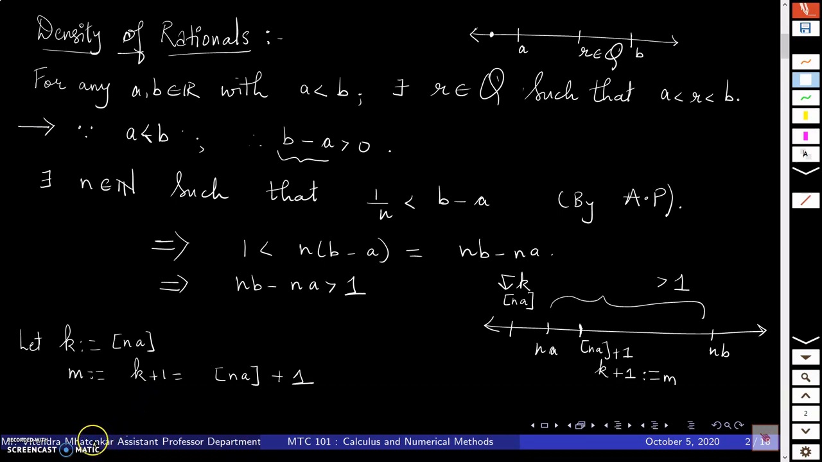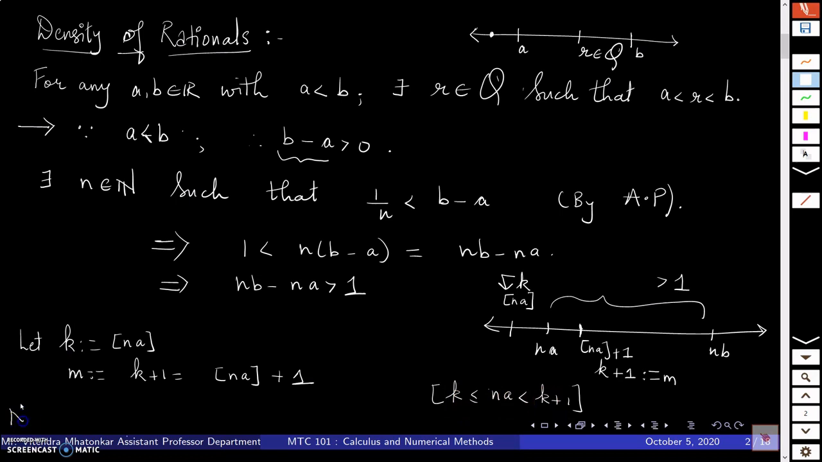Okay, now if you look at NA, the k that we have obtained here is less than or equal to NA, and NA is strictly less than k plus 1. This is that integer k that I was talking about from the last video, the greatest integer function. So k is less than or equal to NA. This is what I have.